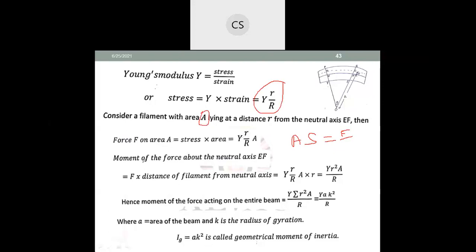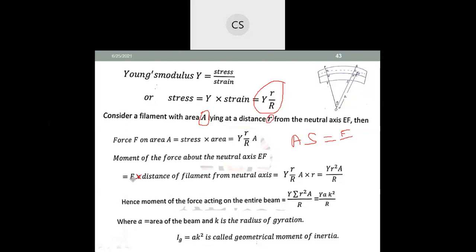Okay. So the moment of the force about the neutral axis can be defined as F into the distance of the filament from the neutral axis. Force into distance of the filament from the neutral axis. Which filament are you looking for? You are looking for a filament which is at a distance of r from the neutral axis. We are talking about the upper filament.